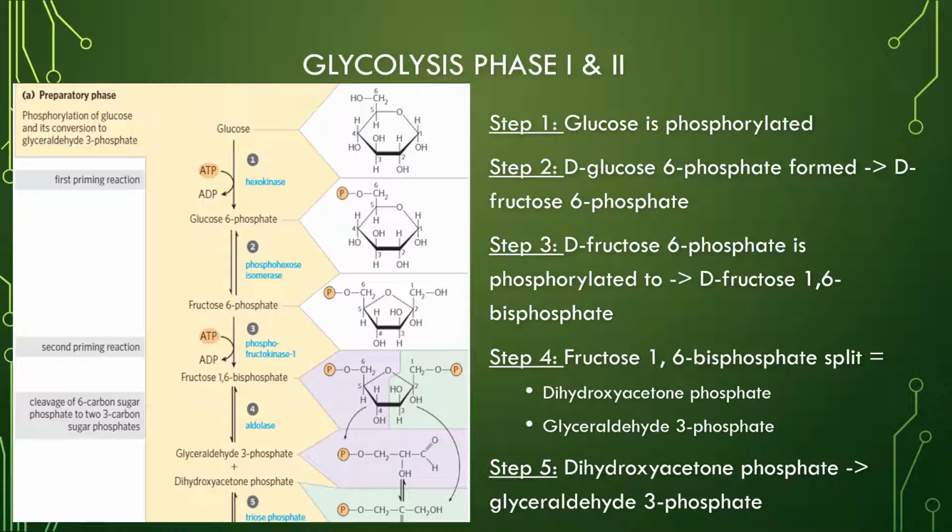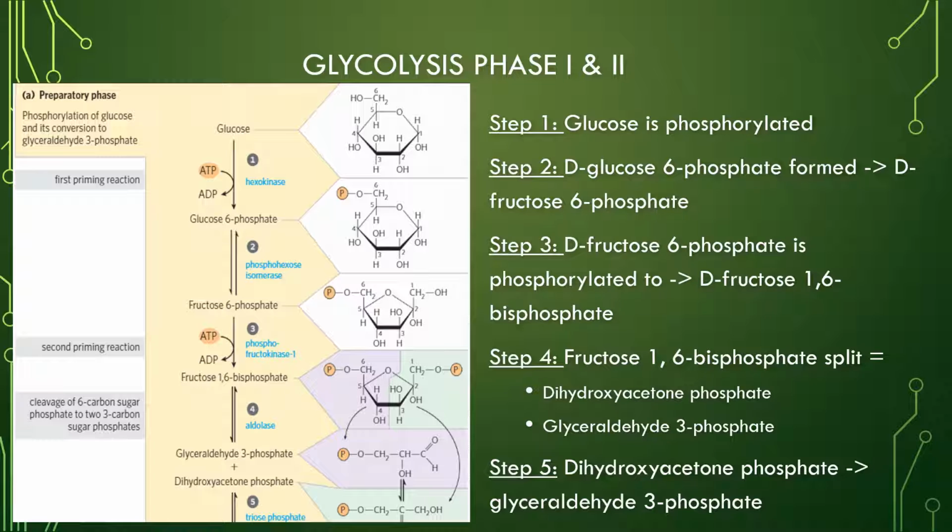All right, so now we are at fructose 1,6-bisphosphate, and we're going to be in the cleavage of that 6-carbon sugar phosphate, and it's going to be made into 2 3-carbon sugar phosphates. Okay, so it is going to be made into dihydroxyacetone phosphate and glyceraldehyde 3-phosphate. And that is all done by aldolase, another enzyme.